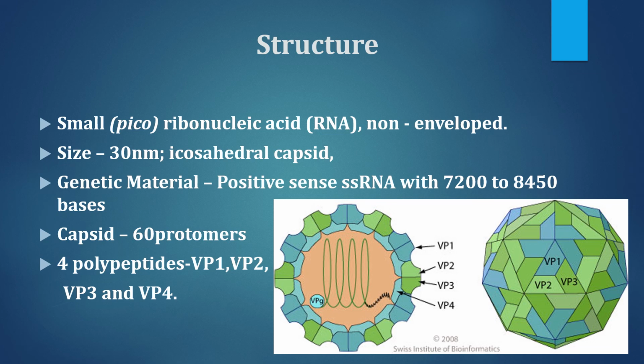The icosahedral capsid has 12 pentameric vertices, each of which is composed of 5 protomeric units of protein. The protomers are made of 4 virion polypeptides: VP1, 2, 3 and 4. The viral proteins 1, 2 and 3 are found on the outer surface of the capsid, and the viral protein 4 is found in the inner regions of the capsid.